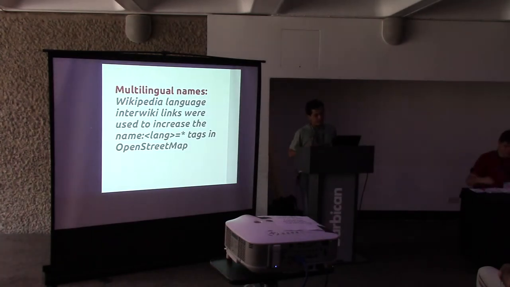So another thing that we've used Wikipedia for is we've used the Wikipedia language links in Wikidata in order to increase the main language tags in OpenStreetMap. In OpenStreetMap, you can tag the name of the object in many different languages, so we use Wikipedia in order to complete those name tags. So that's basically some of the things that OpenStreetMap has been using Wikimedia projects for.